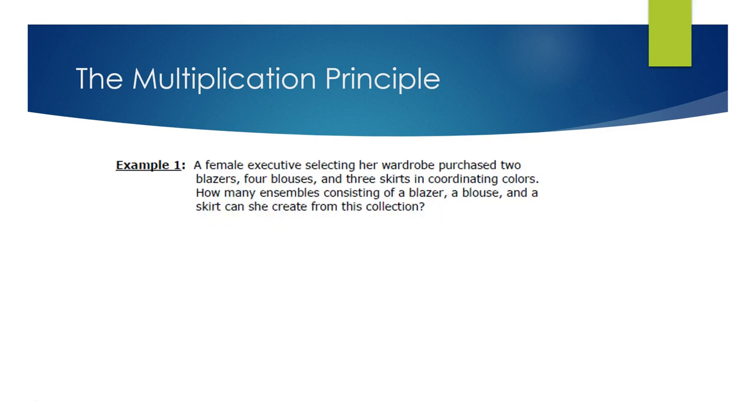Example 1: a female executive selecting her wardrobe purchased 2 blazers, 4 blouses, and 3 skirts in coordinating colors. So basically, they can be mixed and matched in any combination and not look odd. How many ensembles consisting of a blazer, a blouse, and a skirt can she create from this collection? Take a moment and think about how this could be done based off of what the multiplication principle stated.